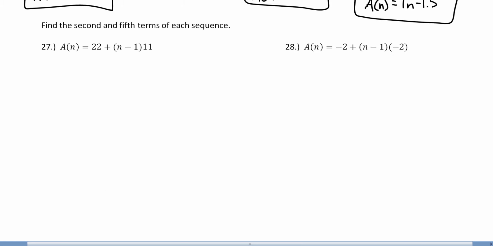These ones say to find the second and the fifth terms of the sequence. So really it's just asking me to plug a 2 into this and then plug a 5 into this. So right here, if I plug a 2 into this, now it's just a matter of simplifying. So a of 2 equals, and really it's just function notation.